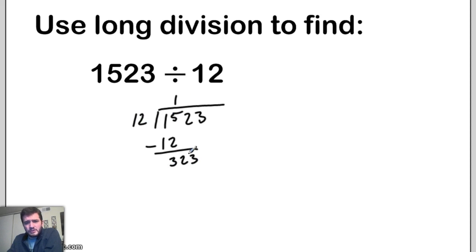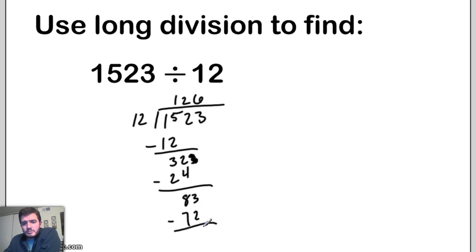In this case, 12 goes into 32 twice. 2 times 12 is 24, and I'm going to subtract. It's not 323 divided by 24. I'm not going to bring this down. We're not going to do that. Then 32 minus 24 is 8. And then 12 goes into 83, 70, so it'll be 6 times, and then 6 times 12 is 72, and then 83 minus 72 is 11.